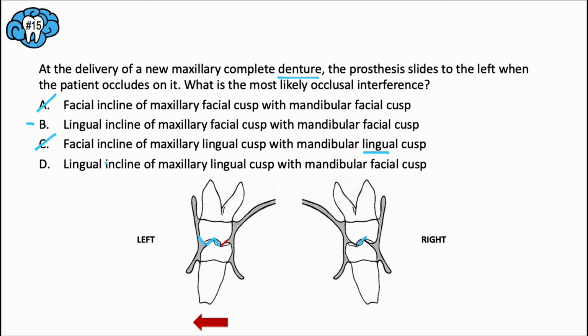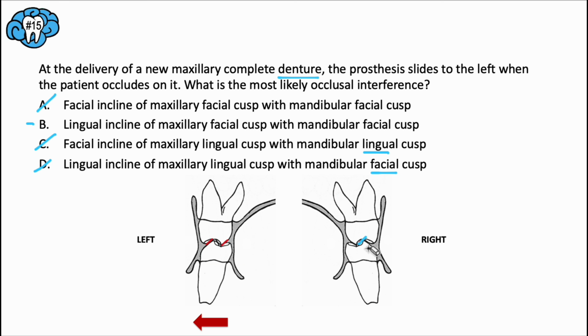And lastly, we have lingual incline of maxillary lingual cusp with mandibular facial cusp. Well, that's this red line, but again, look at the second part of the answer option, facial cusp. Well, it would be correct if it said lingual cusp, but the facial cusp is over here. It's moving to the left. There's no way that's hitting that incline. So we can rule that option out as well. Again, just like option C, the second part of the answer messed everything up.